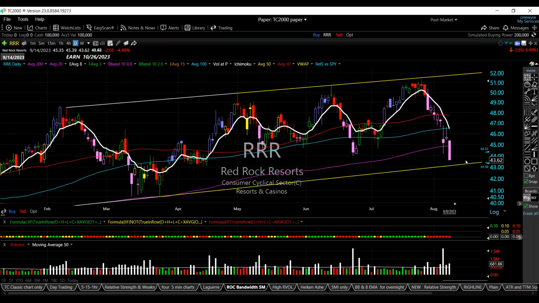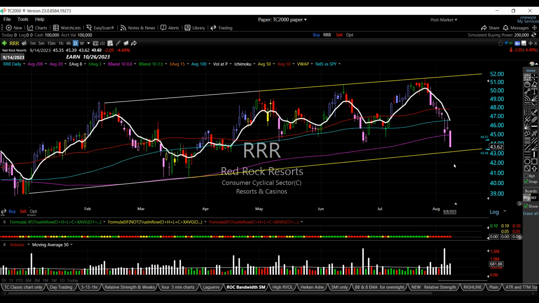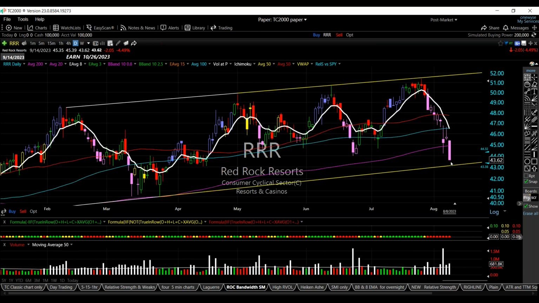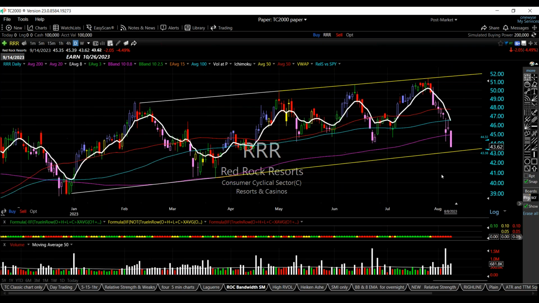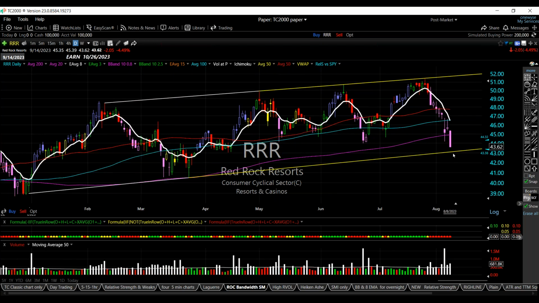So there is your support on it. That's kind of close. That's why I draw those. That tells me that I'm probably not going to take this. This is likely going to be a good support area, an ascending algo support line. So I would not take that just because of that.